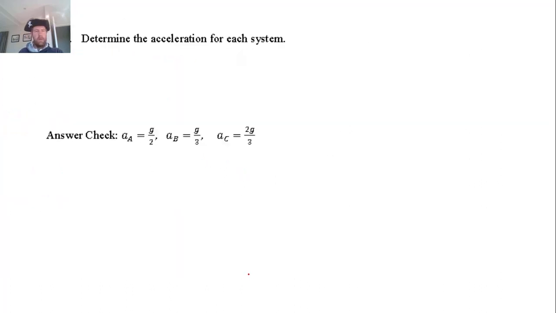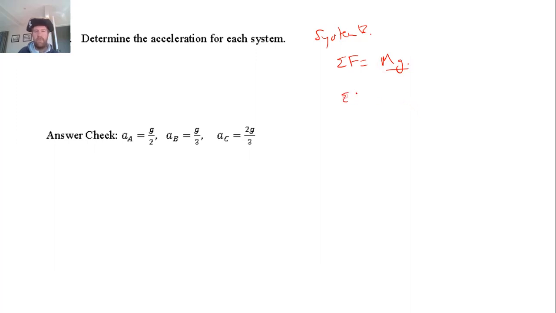Page 7, on the next page: determine the acceleration for each system. So I'll do one of them and then you can go through and do the rest. I'm going to do system B because it looks harder than system A. So the net force, remember how we said it was what's hanging? So in this case it's mass times gravity that is hanging.